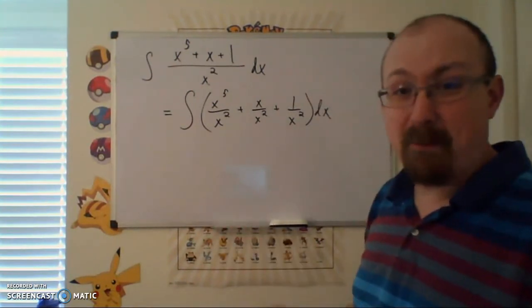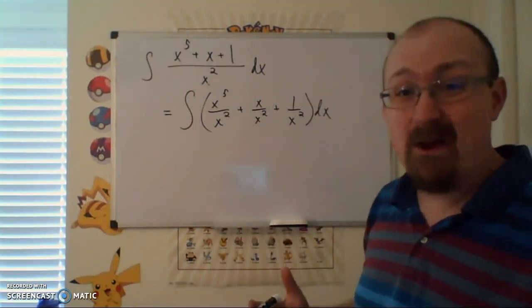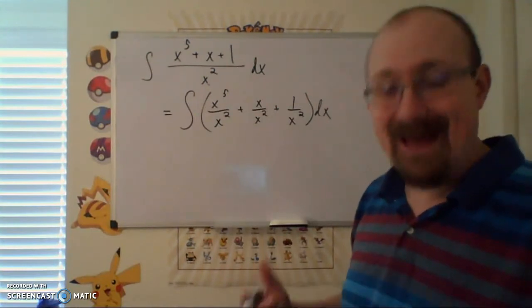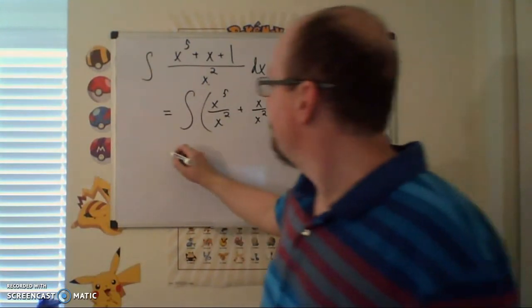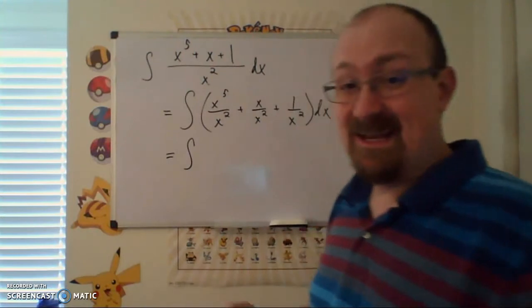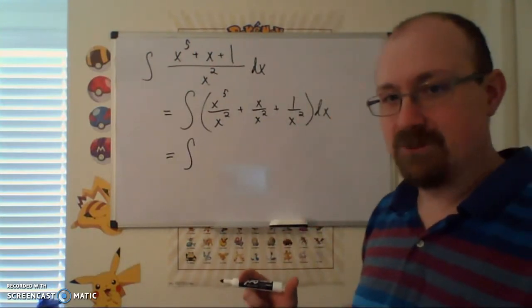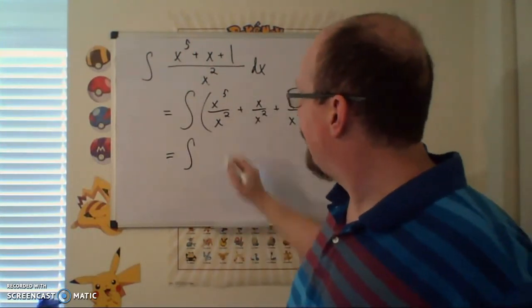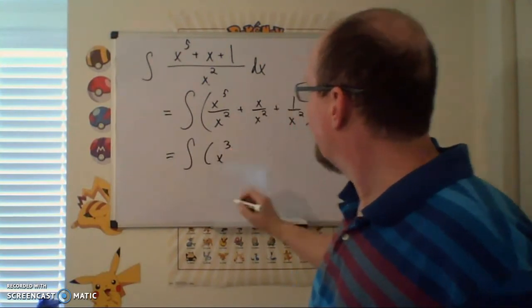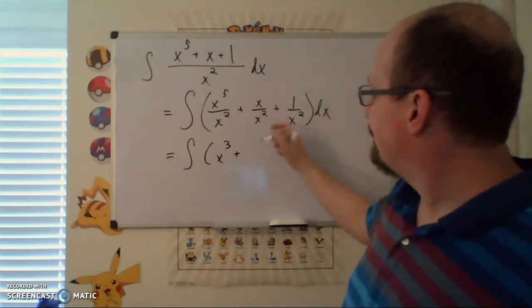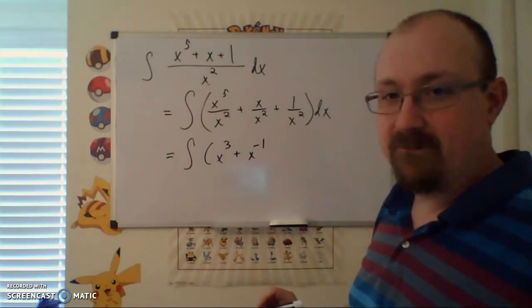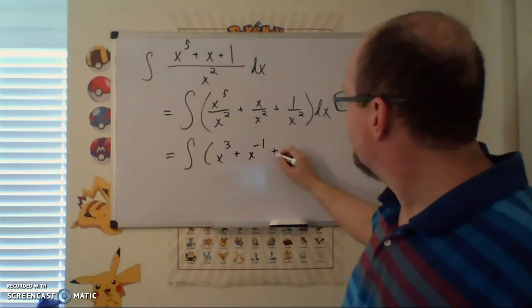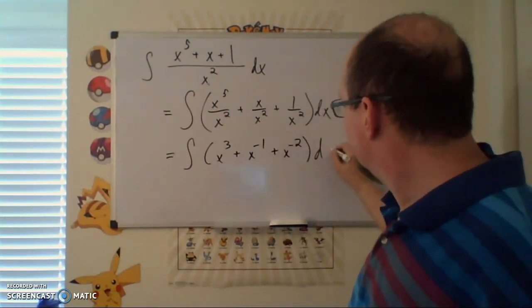And now I can use my properties of exponents to chop this thing down into power functions that I can find antiderivatives for. So again, still no calculus yet. This is algebra. So x to the fifth divided by x squared, I've got x cubed. x divided by x squared is x to the minus first. This guy will just give me x to the minus second.